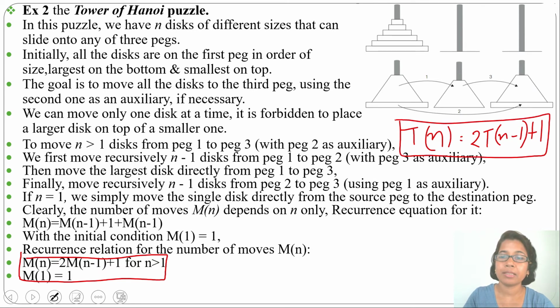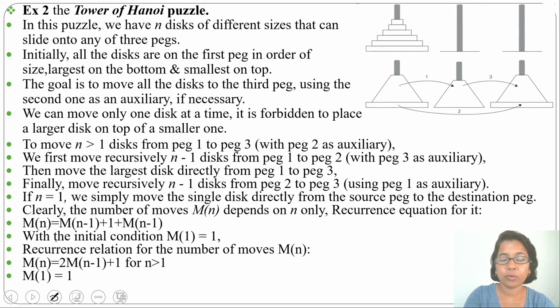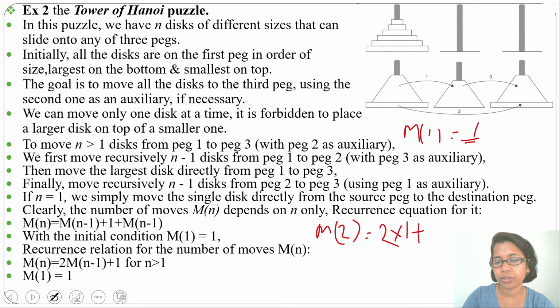Sometimes it may ask for the number of moves, which you can find by forward substitution. So the number of moves for one disk is 1. Now the number of moves for two disks. So M(2) = 2M(1) + 1. So 2M(1) is what? 1. 2 into 1 plus 1. 2 multiplied by 1 is 2, plus 1, it is 3.